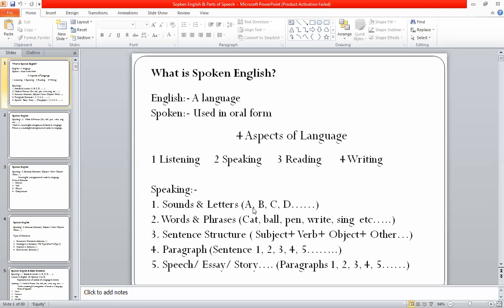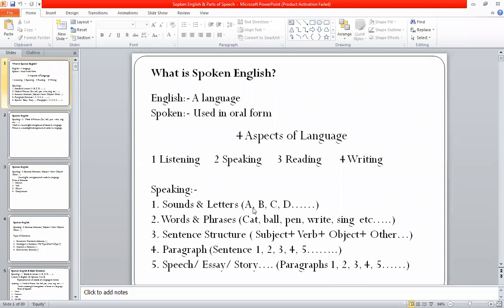Let's take an example. If we use the letters CAT, cat, then it is a meaningful word. Or if we made this CTA, then it wouldn't be a meaningful word. So words are the meaningful combination of the alphabets and the sounds.